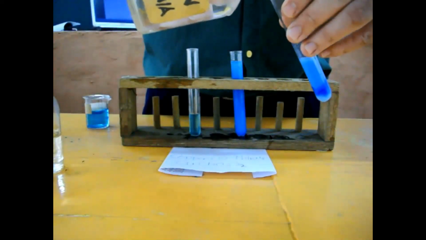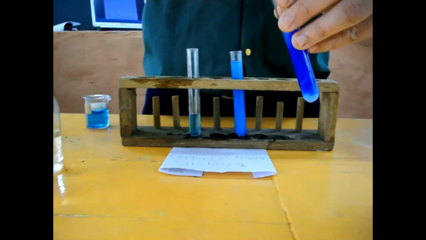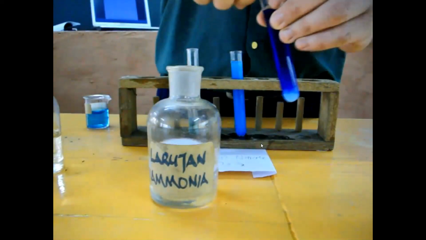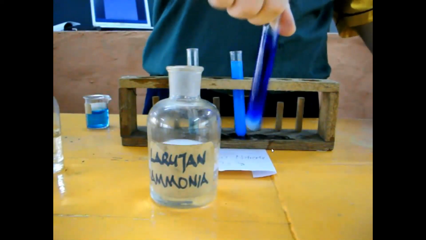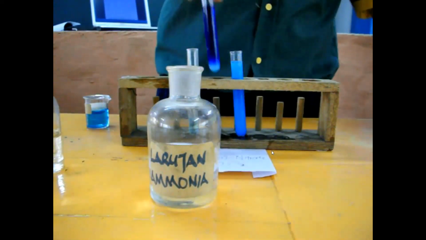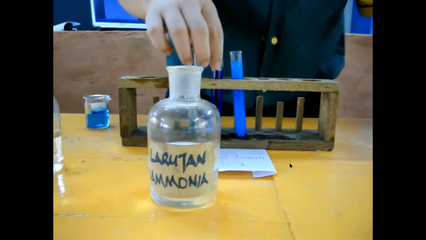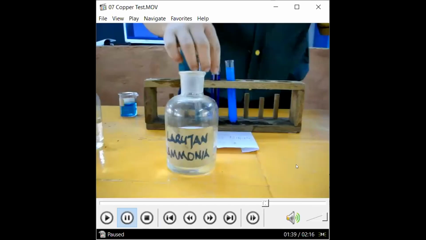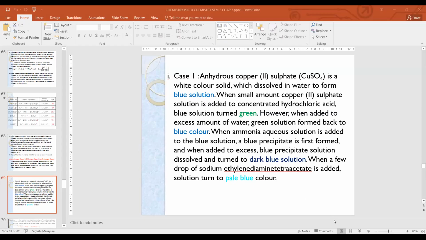Now I'm going to add excess ammonia here. So when you add excess ammonia, immediately you can see that the blue precipitate dissolves and turns to a dark blue solution. Okay, so this dark blue solution is due to the formation of [Cu(NH3)4]2+ here. I hope that the video is clear for you just now.